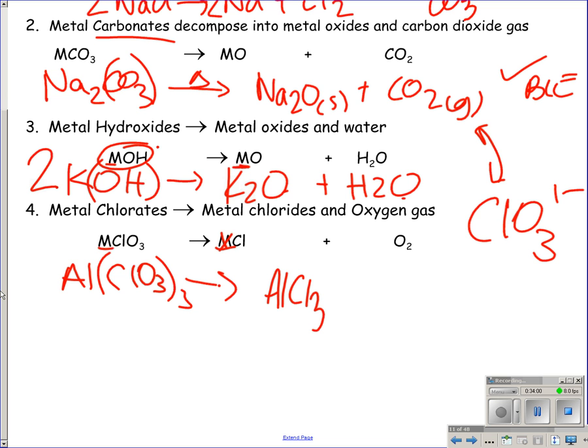H2O, is that H coefficient? Oh, I'm sorry, my subscripts don't look like subscripts. That H2O, I'm just writing fast, sorry. Okay, so then aluminum chlorate, or chloride, plus O2. How do I balance this one? You guys focus.